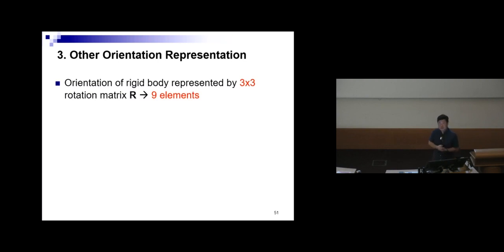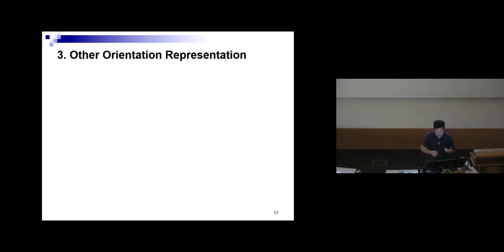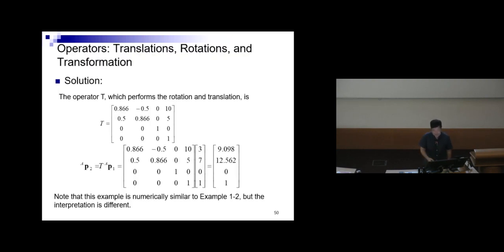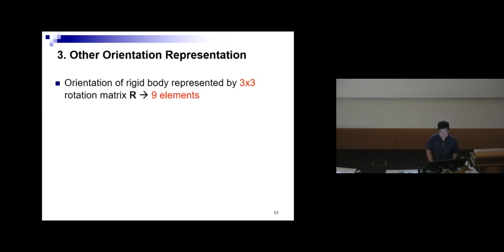Okay, now we move on to other orientation representations. Earlier on, when we looked at all these things, we were essentially dealing with the translation frame. We have represented the orientation of a rigid body by a 3x3 rotation matrix. So a 3x3 rotation matrix has 9 elements altogether: R11, R12, R13, R21, R22, R23, R31, R32, R33.